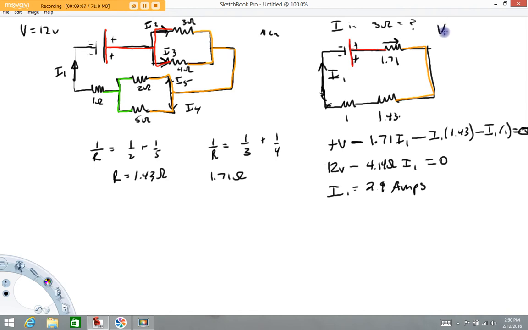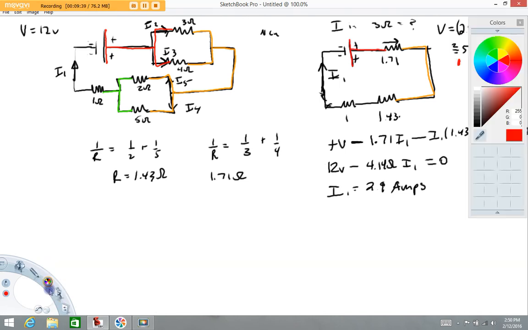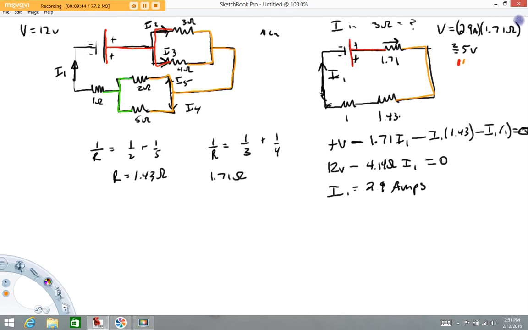The difference in potential from red to black here across that resistor is going to be the current, 2.9 amps, times the resistance, 1.71 ohms. And the product of the two is 4.96. Actually, I'm just going to approximate that. That's approximately 5 volts. So it's important to know that that is the potential difference between red and orange in that picture. So, as I look over here, red to orange, the potential across here also is 5 volts.